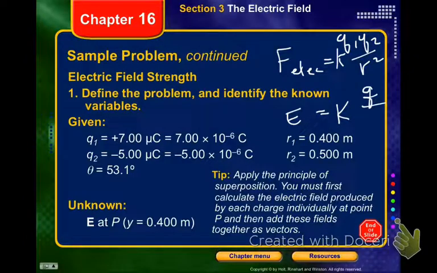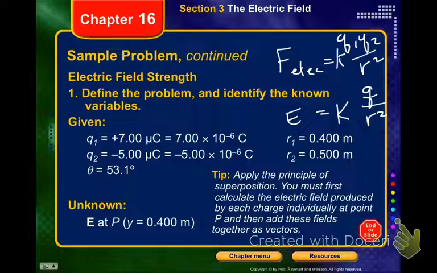So there's your calculations you get for E1 and E2. This is your electric field strength as far as Q1 and Q2 go. And it shows their distance from your test charge.